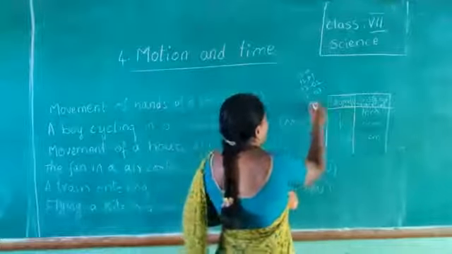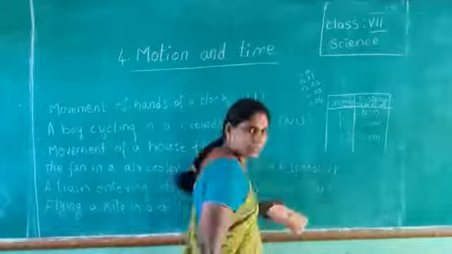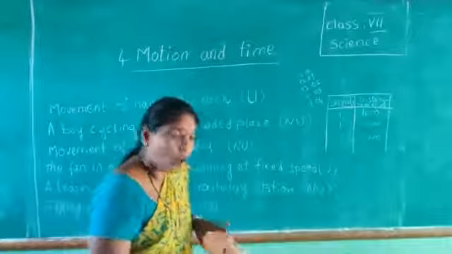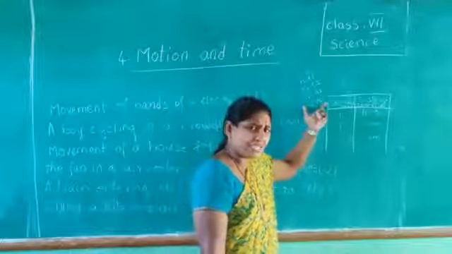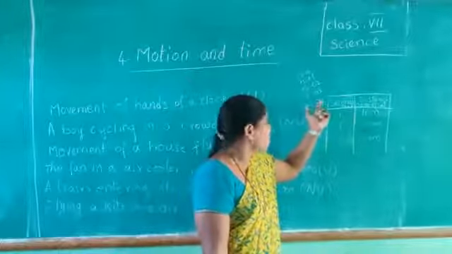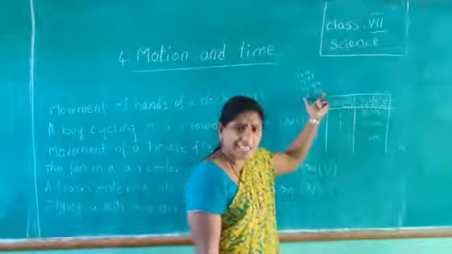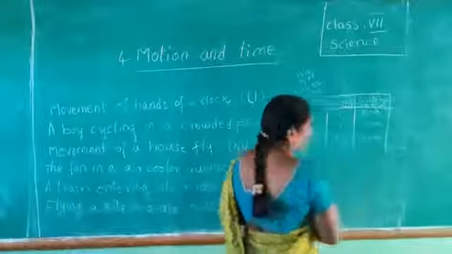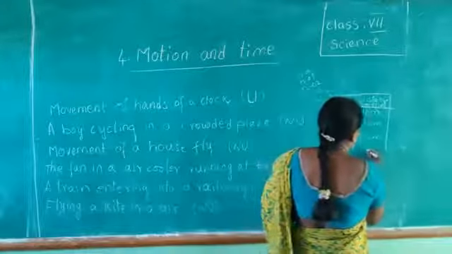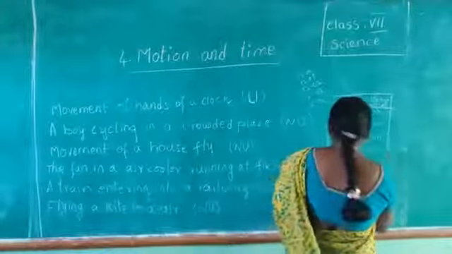Again, 12:04. In this 12:04 seconds, what is the time duration, Nana? 12:04 minus 12:03, that is 1 second. So for the next second, for 1 second, it is traveling the distance of 1 centimeter.